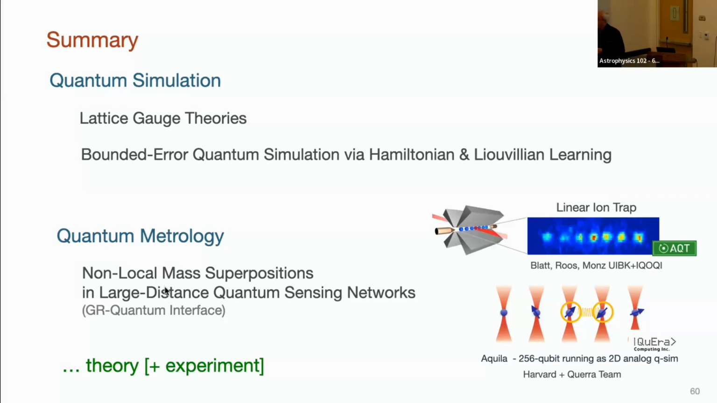I'm just wondering for the quantum metrology part, some of these tracks also have multiple modes. Do you think you can take advantage of them? Do you think you can take advantage of that, since they are really low frequency, but in principle they can have long coherence?